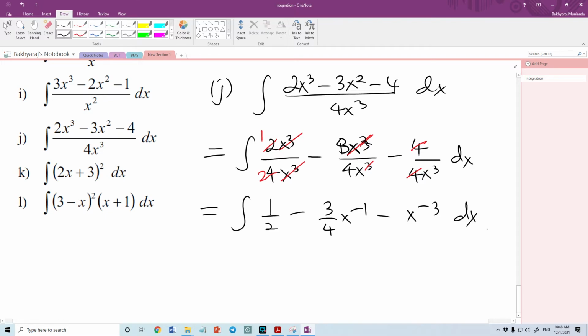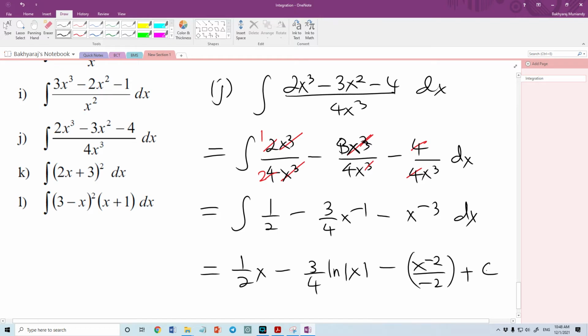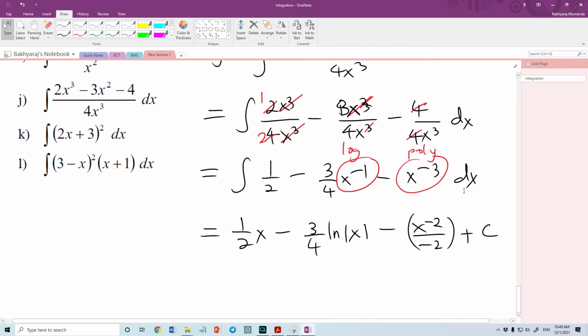So once we cancel, we get 1 over 2 minus 3 over 4 x power of negative 1 minus x power of 3 dx. So integrate, you get 1 over 2x minus, so since power of negative 1, that will give you 3 over 4 log x minus, so negative 3 plus 1, you get negative 2 over negative 2 plus c. When you apply, this will go under logarithm formula. This will be polynomial formula. So that's what we get here.